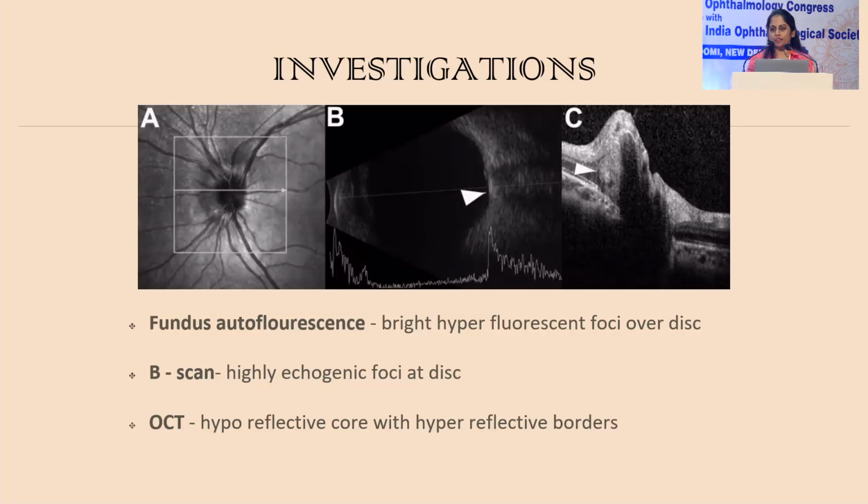The best test you can do to identify a true and a pseudo disc edema is OCT, because OCT gives a clear-cut diagnosis. Both superficial as well as buried drusen can be picked up with this. So it gives a hyperreflective core with the surrounding hyperreflective borders. With the advent of enhanced depth OCTs, even a buried drusen can be picked up easily.